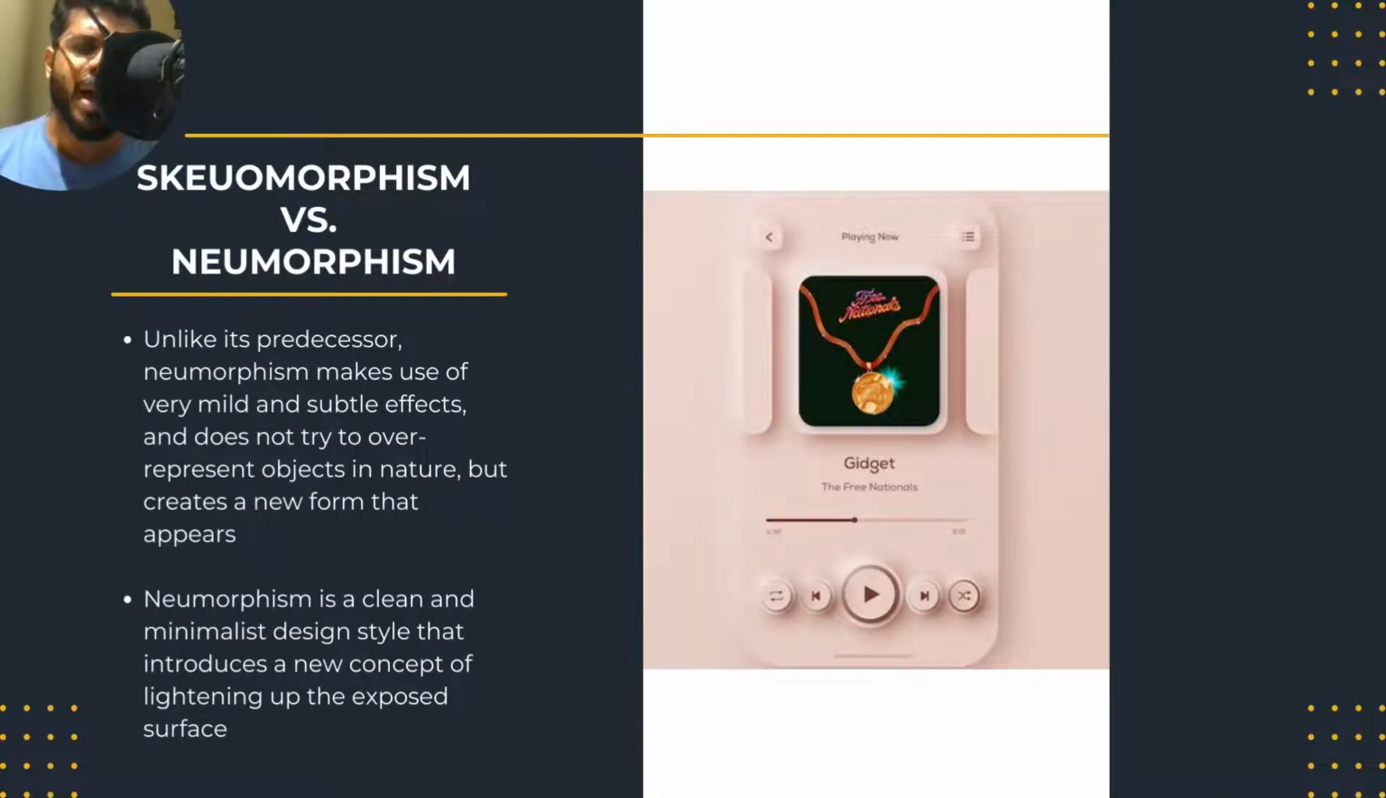Skeuomorphism has evolved over a period of time into neomorphism, which makes use of mild and subtle effects and does not try to over-represent objects in nature like its predecessor. But it creates a new form in which it appears in a very subtle way. Neomorphism is a clean and minimalistic design style that introduces a new concept by lightening up the exposed surface. So one must understand how to use it wisely.